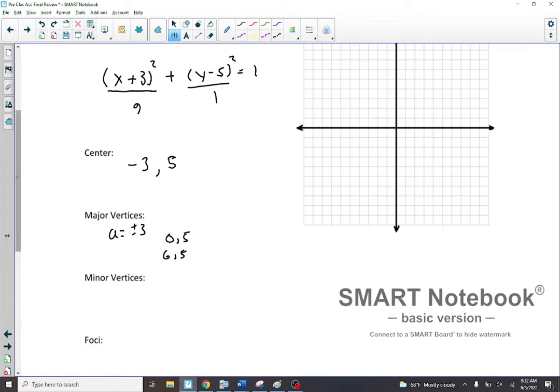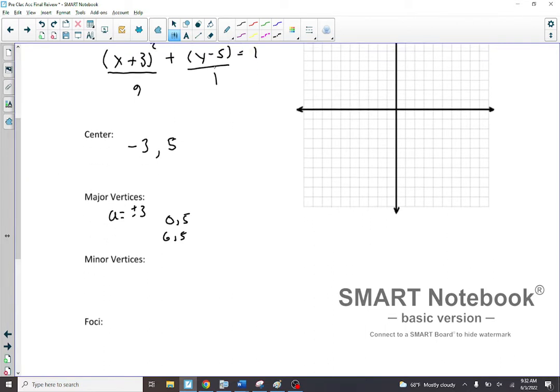The minor vertices, or the co-vertices, sometimes it's called, it's y equals 5, but it's plus or minus 1. So b is plus or minus 1. So here we're going to affect the y value. So -3 plus 1, which is -2, and -3 minus 1, which is -4 over here. Plus 5 on both of them.